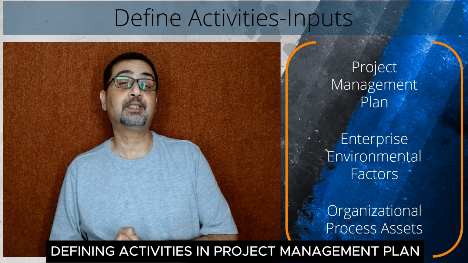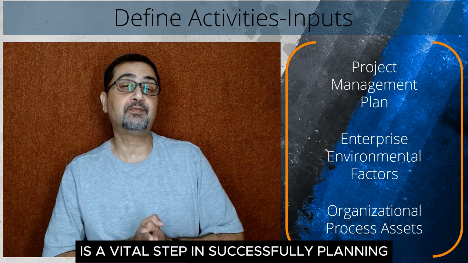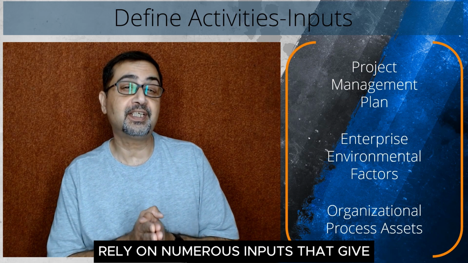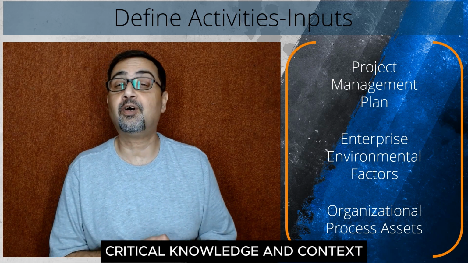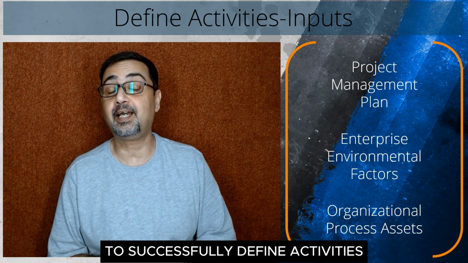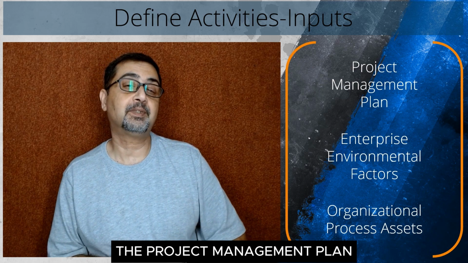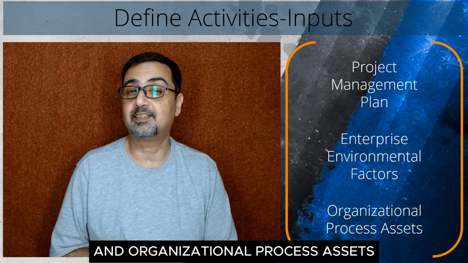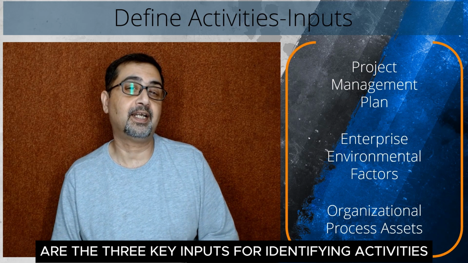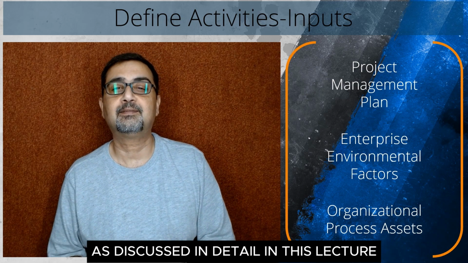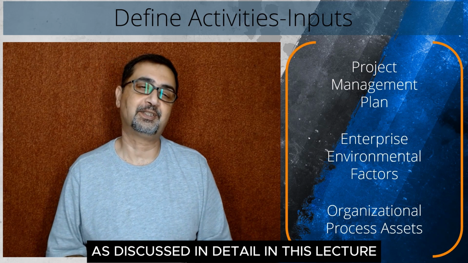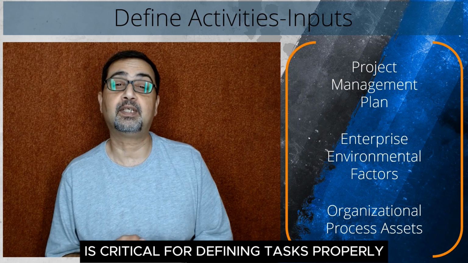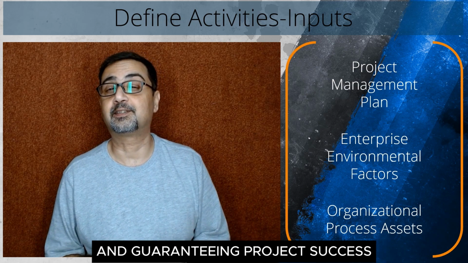Defining activities in project management plan is a vital step in successfully planning and executing projects. Project managers rely on numerous inputs that give critical knowledge and context to successfully define activities. The project management plan, enterprise environmental factors, and organizational process assets are the three key inputs for identifying activities, as discussed in detail in this lecture. Understanding these inputs is critical for defining tasks properly and guaranteeing project success.